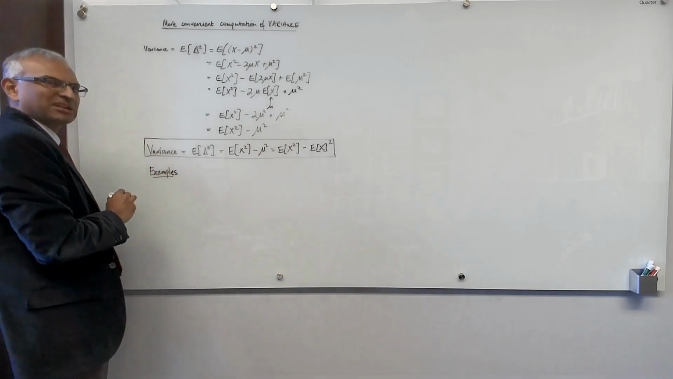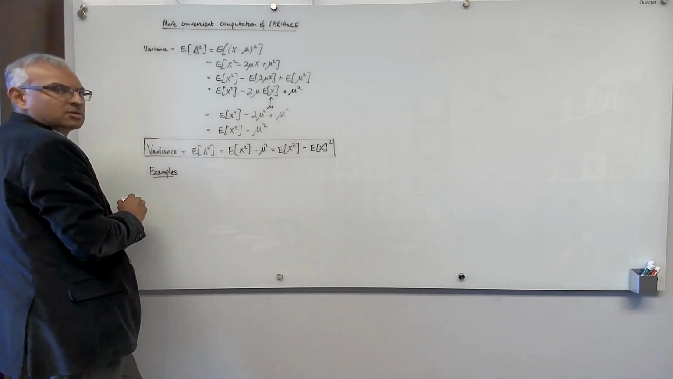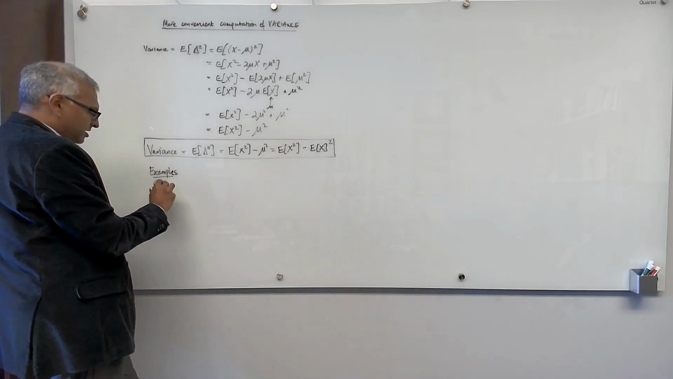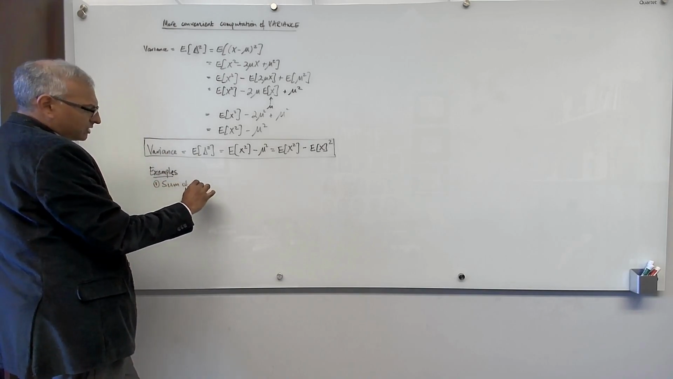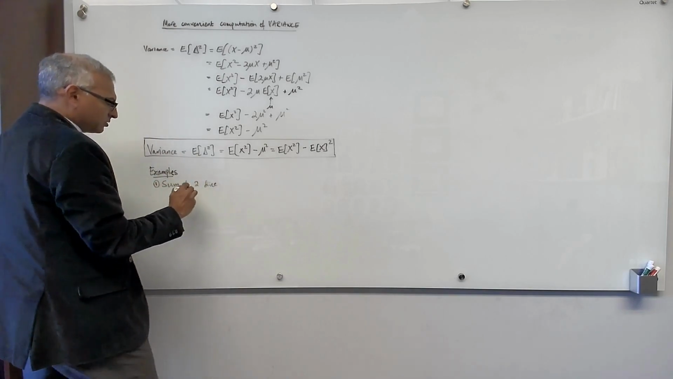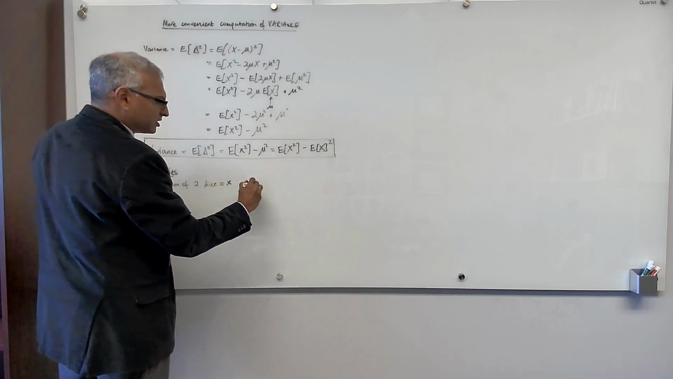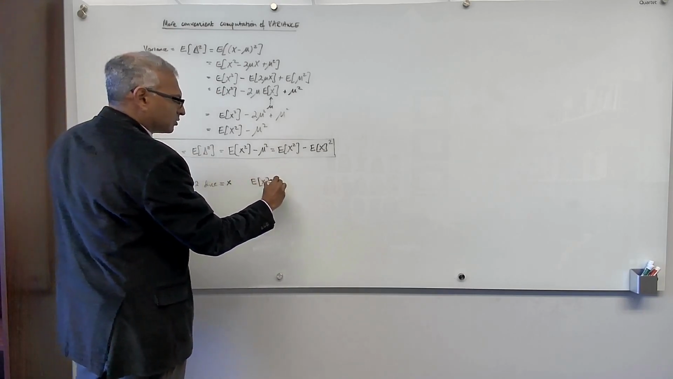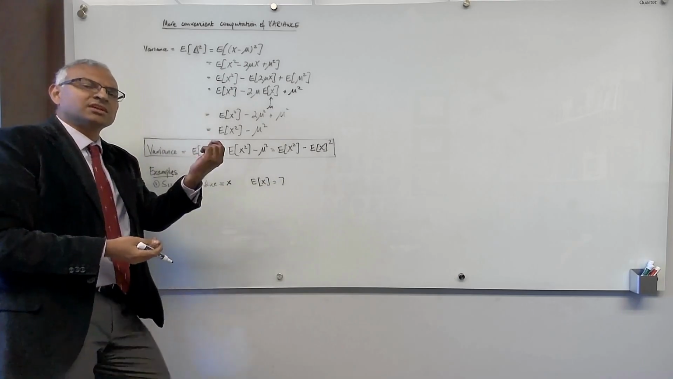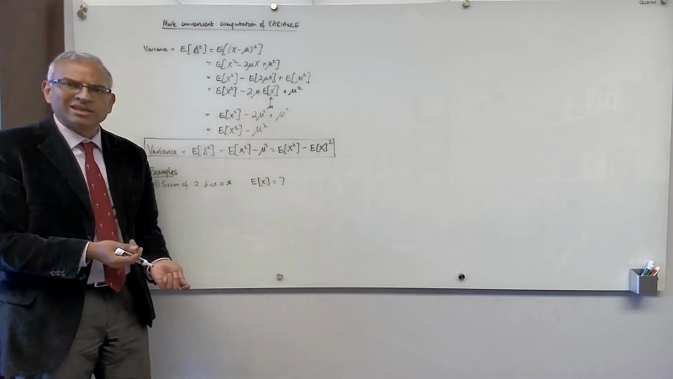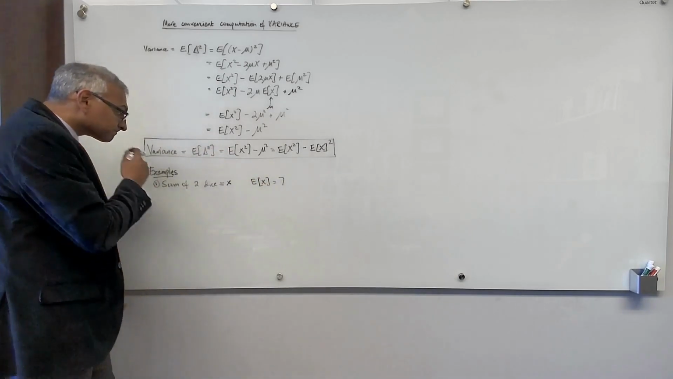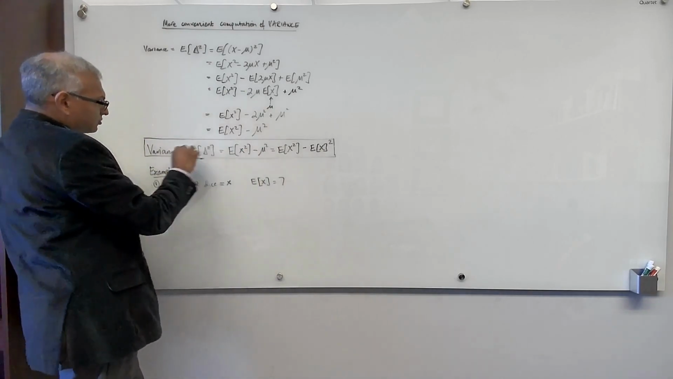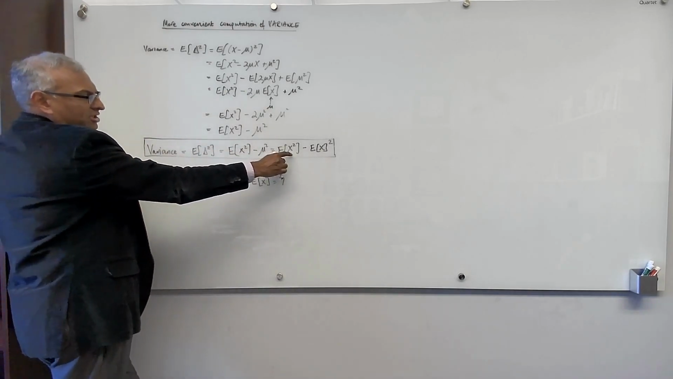Examples. We'll do a bunch of examples. So the first one is the sum of two dice. The sum of two dice. Okay, so this is our random variable x. We know that the expected value of x is equal to 7. The expected value of a single die roll is 3.5. For 2, you get 7. Okay, twice that.